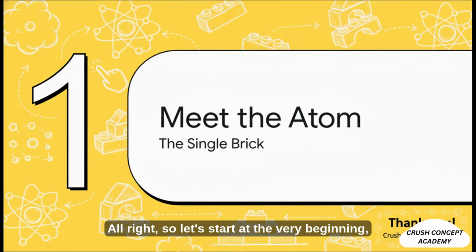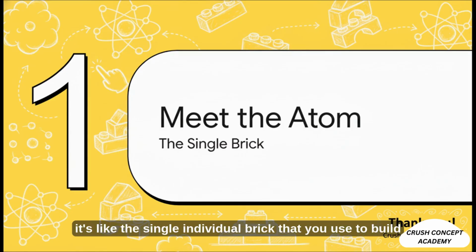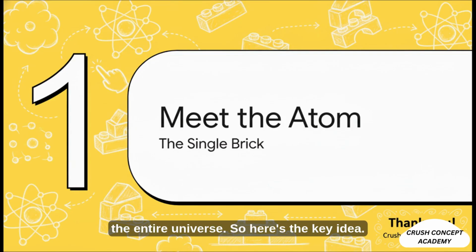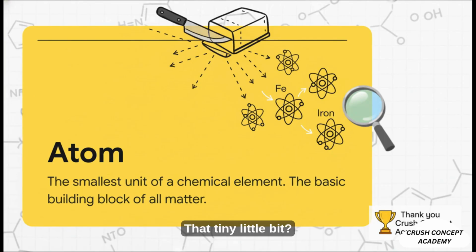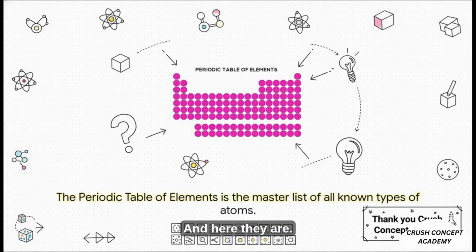All right, so let's start at the very beginning, with the most basic component there is, the atom. The easiest way to think about it, it's like the single individual brick that you use to build the entire universe. So here's the key idea. If you took a chunk of pure iron and you just kept cutting it in half, over and over again, eventually you'd get to a piece so small you couldn't cut it anymore and still have it be iron. That tiny little bit, that's a single iron atom. It's the fundamental unit.